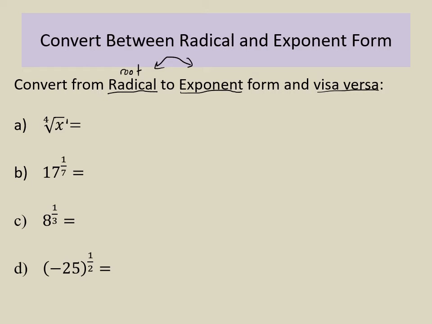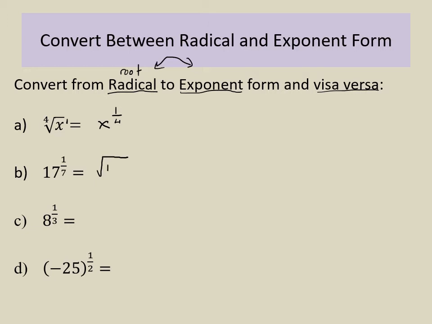So if I convert that, then this 1 here is going to be in the numerator, divided by that 4 here, which goes in the denominator. So the 4th root of x, if I convert that into exponential form, it simply becomes x to the power of 1/4. What about the other way around? 17 to the power of 1/7. Can I convert that into radical form? Sure. Here's the radical.